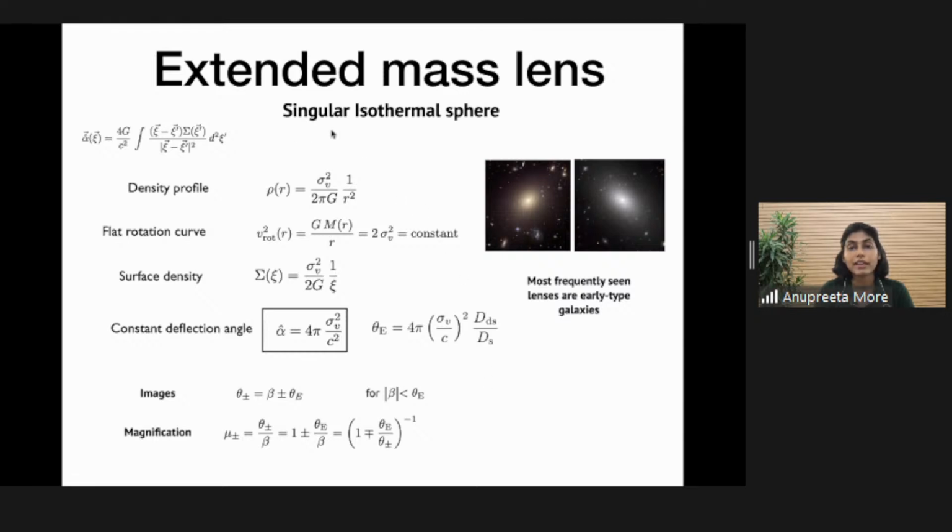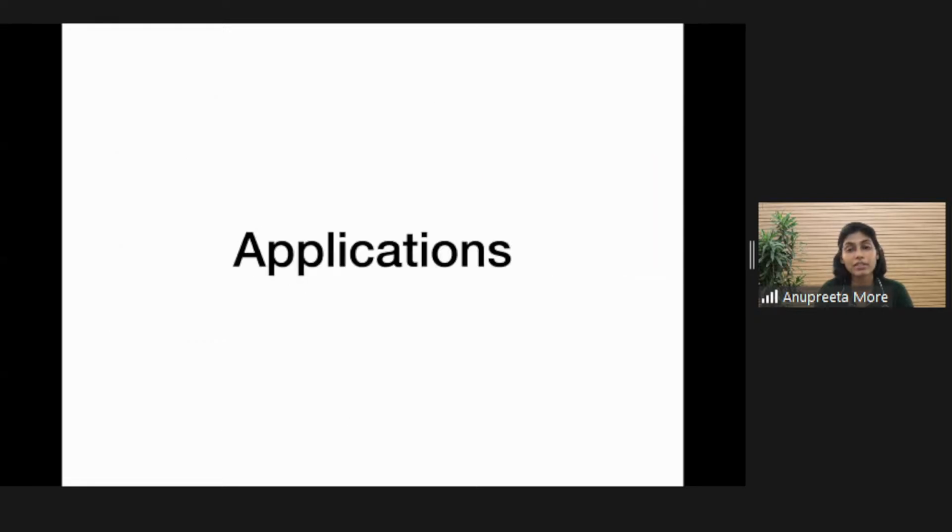This SIS model is a similar model. Generally, for galaxy scale lenses where we see ellipticities, we include ellipticity in this model, and that makes these calculations somewhat more complicated. But these are still something that we can calculate, and this is something that is often used in the analysis of strong lens systems.